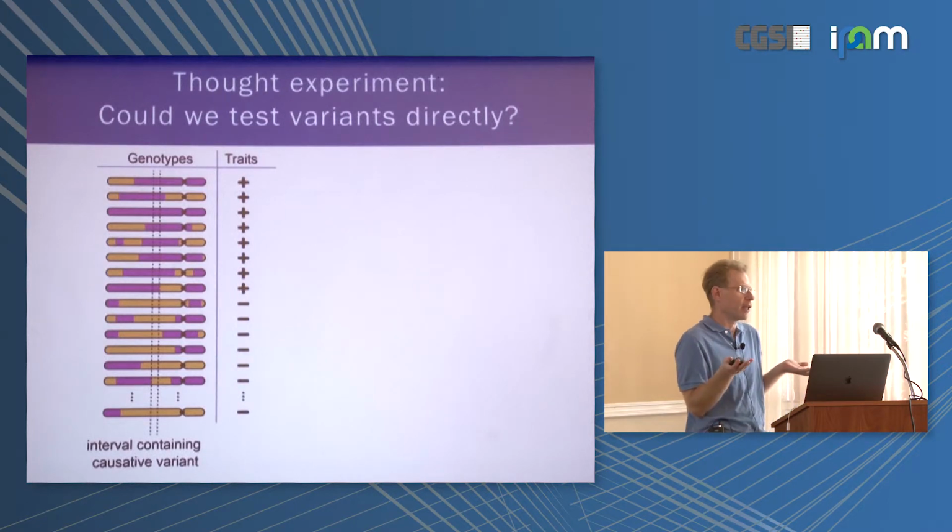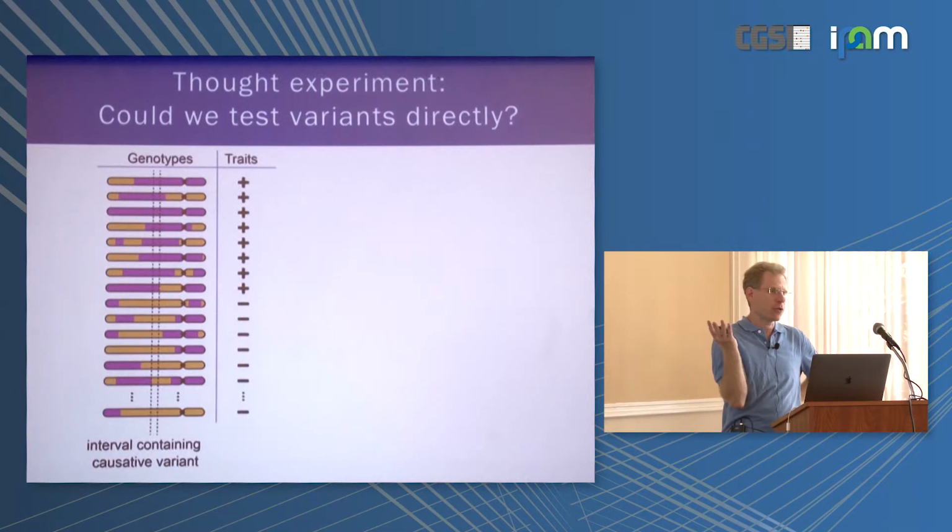Why do people do genetic mapping? Why can't we just go straight to the variants of interest, right? Because ultimately, as I showed you in the last story, at the end, what you really want to do is make a strain that contains just your best candidate variant and show that it has the desired effect. That's the ultimate proof of the genetics.